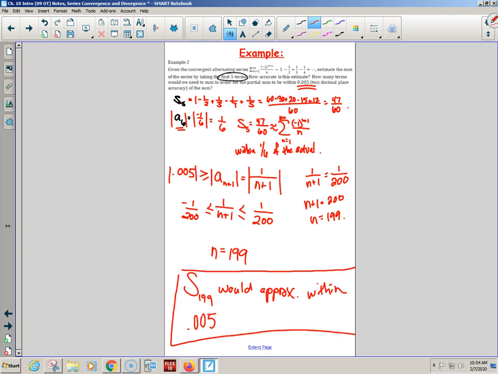This is just me putting in context what it means. So it would take 199 terms, adding up 199 terms, for us to be within 0.005.